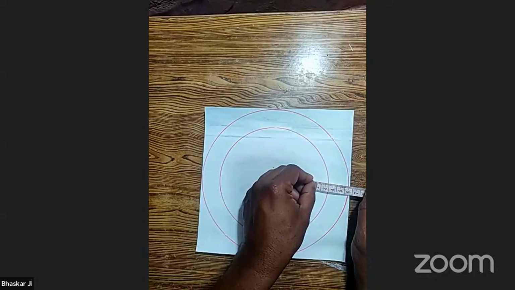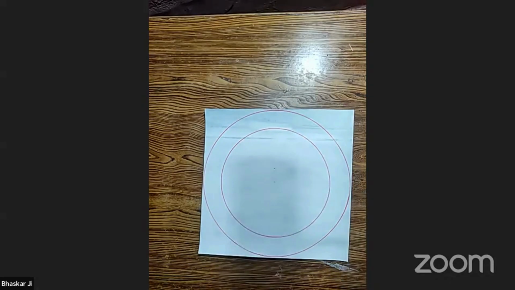Around 2.5 centimeters. Okay. So approximately a 2.5 to 3 centimeter space between both the circles is okay. All right. So you can just do it approximately also.